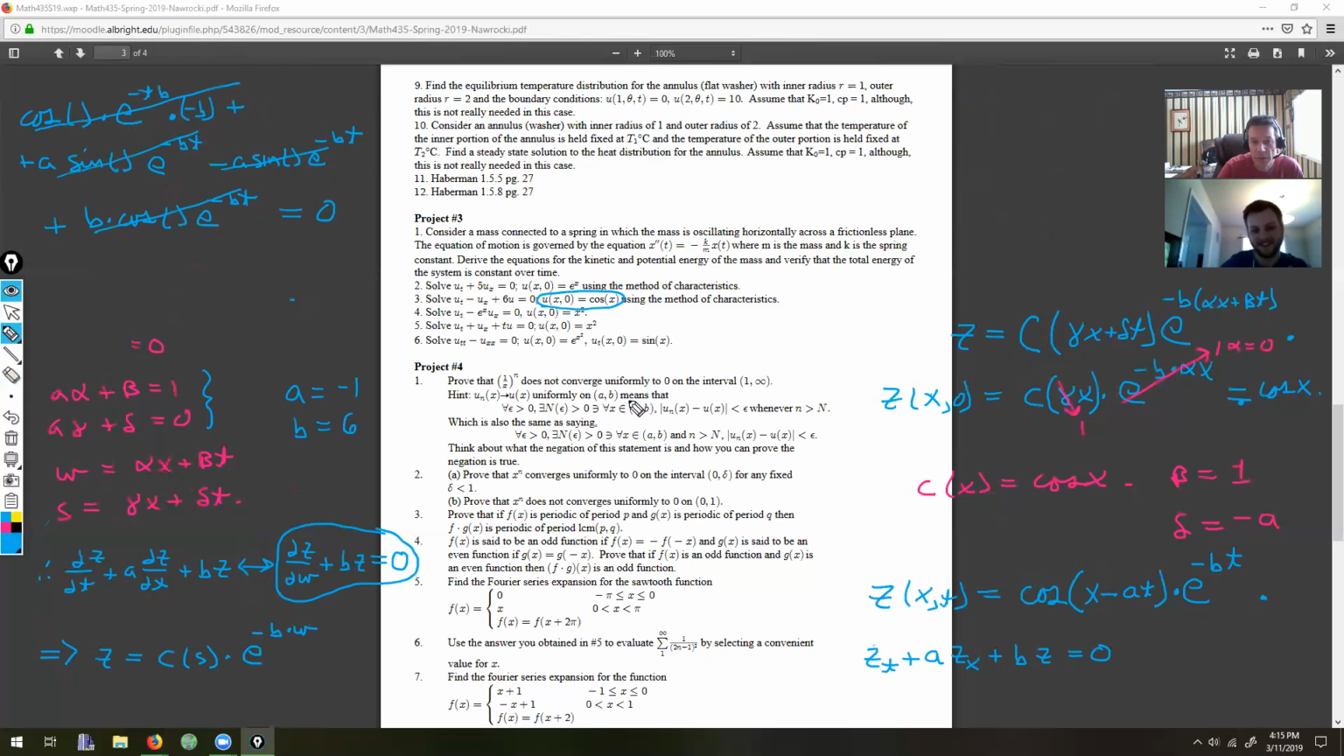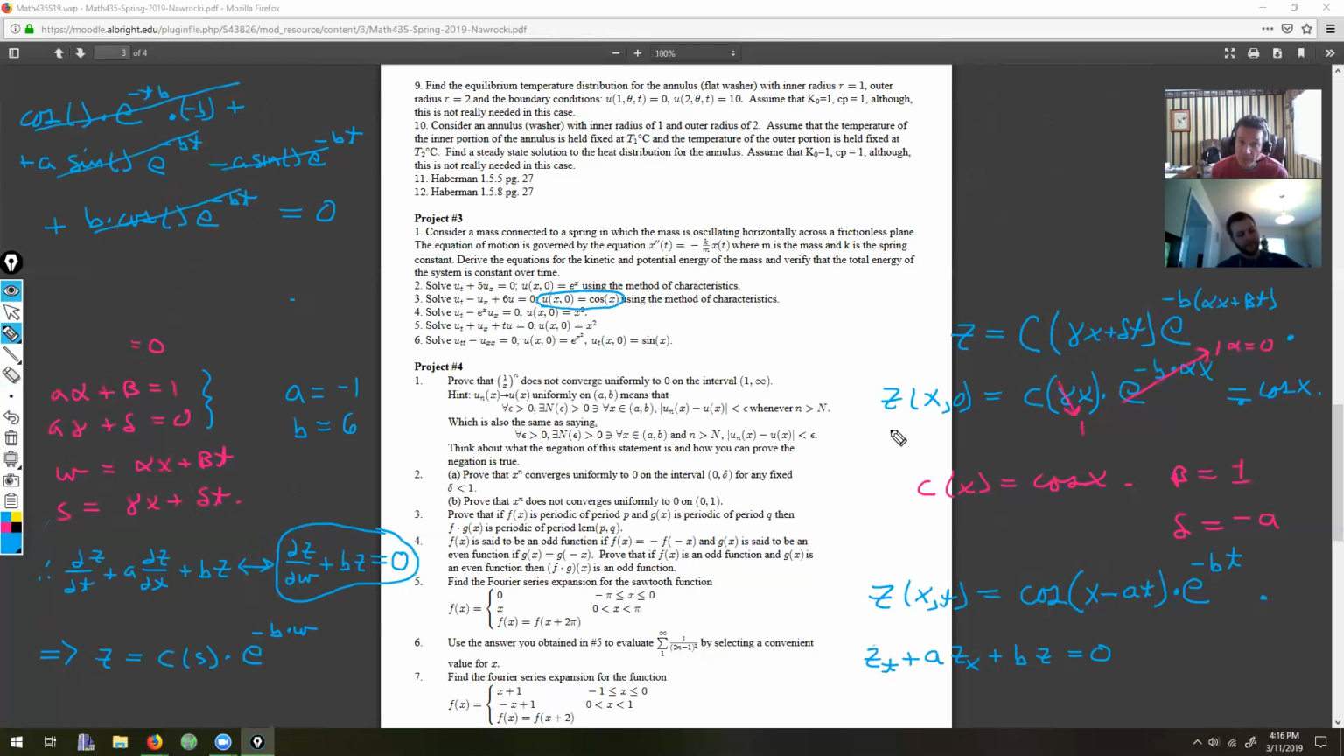Let's check the boundary condition. U of x comma 0 should be the cosine, right? So if I plug 0 in down here for t, I get cosine. Look at that. Yep, we get cosine. Okay, so there we go. We solved that partial differential equation using the method of characteristics. Works pretty neat. Pretty cool.